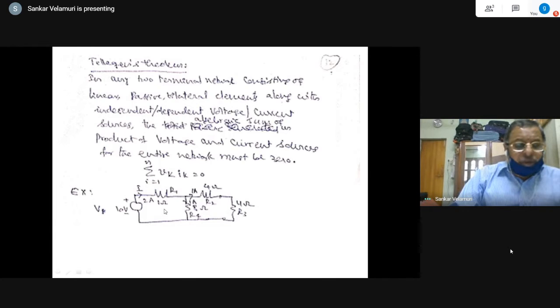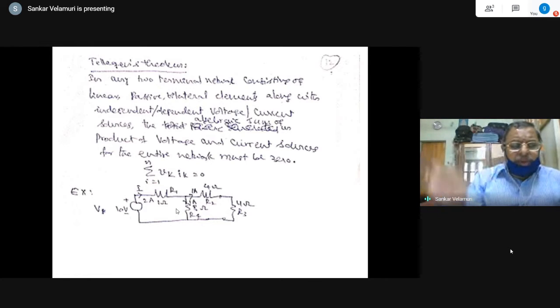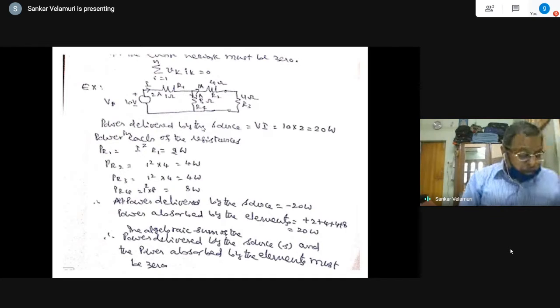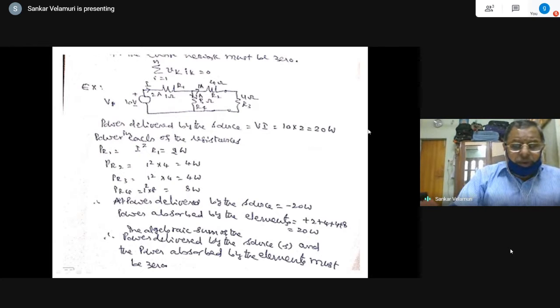Whatever is present in the entire circuit, the simple statement is that the power delivered by the source must be the same as the power absorbed by all of R1, R2, R3, R4. There is a 10 volt source. Total current of 2 amperes is being obtained. So now you can see the power delivered by the source is V into I, so 10 into 2 is 20 watts.